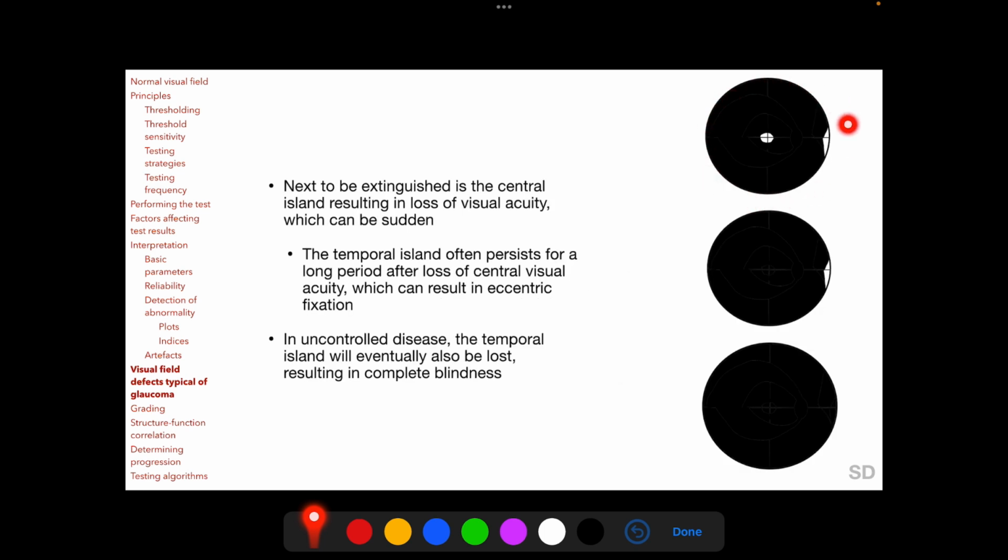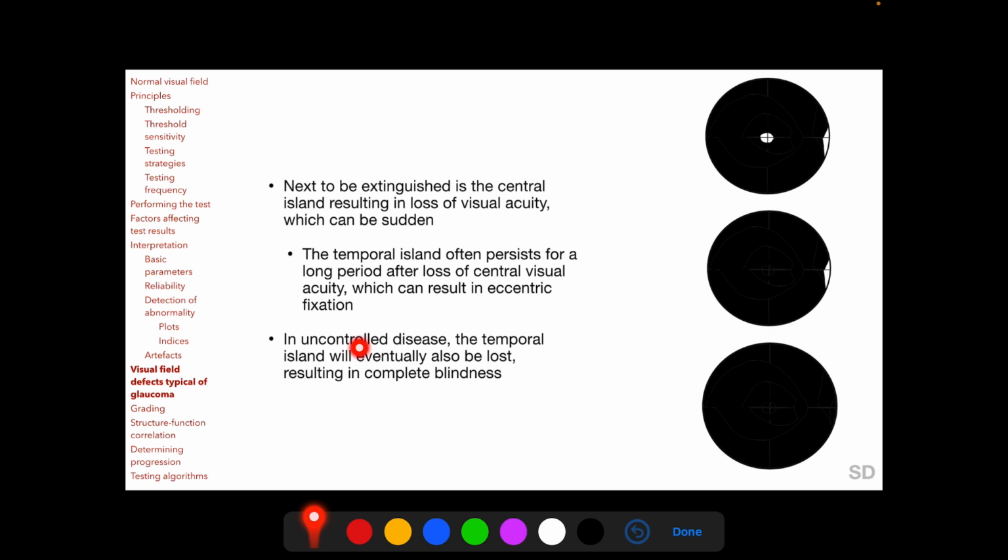Following this stage in uncontrolled glaucoma, the next to be extinguished is the central island, resulting in loss of central visual acuity, and this loss of central visual acuity can be sudden. The temporal island often persists for a long period after loss of central visual acuity, and this remaining temporal island in this stage can result in eccentric fixation.